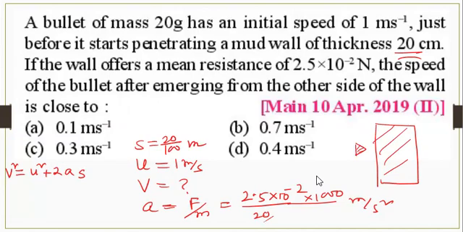But remember, the value of acceleration you have to put negative, no? Because it is retarding. The velocity is going this way and the retarding force is this way. So acceleration will be in the reverse direction. So it will be negative only.